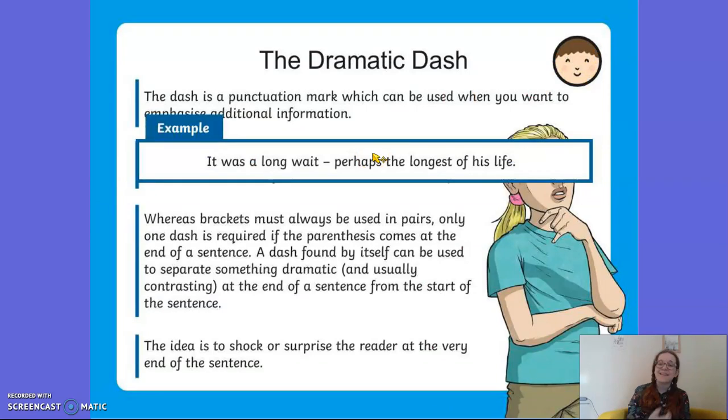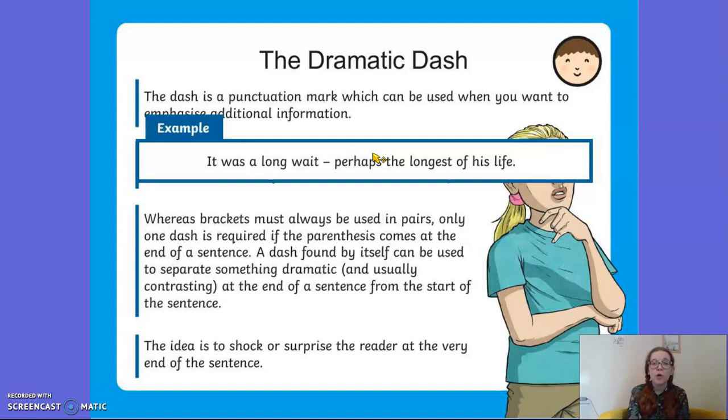Okay, the dramatic dash. This is going to be really helpful for us this term when we are writing some dramatic stories. Okay, it's a punctuation mark which is used when you want to emphasize additional information, when you want to make something really clear and important to your reader.